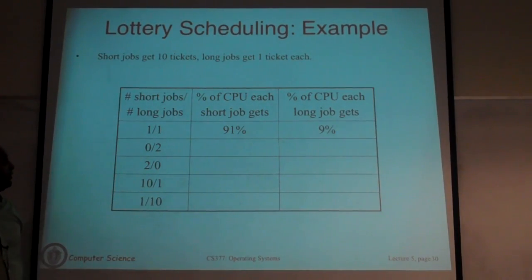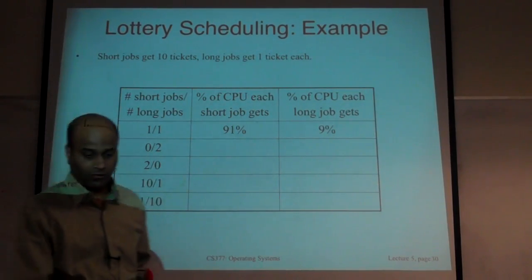Okay? There's 10 short jobs, each with 10 tickets, 1 long job with 1 ticket. Okay? How many tickets do we have in the system? 101. Okay? A short job is going to win with probability 10 over 101. A long job is going to win with probability 1 over 101. Okay, this is approximately 10%, and this is approximately 1%.